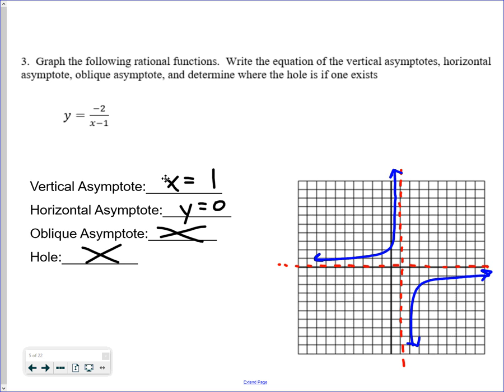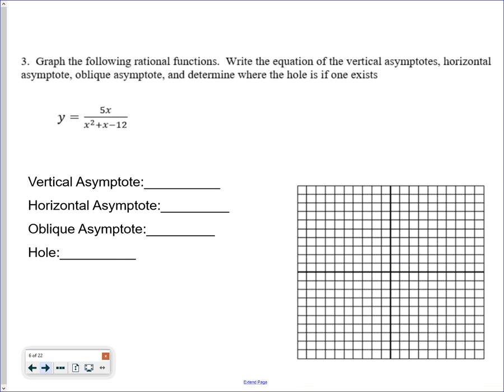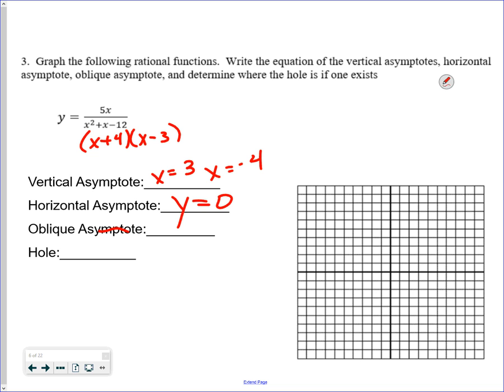Graphing calculators could be of big assistance here. Next one, getting a little bit more complicated. The denominator does factor. That's important because when I'm trying to come up with my vertical asymptotes, I need the factored form to come up with the values that make the denominator 0. The degree of the top is smaller than the bottom. No oblique then, and no hole.